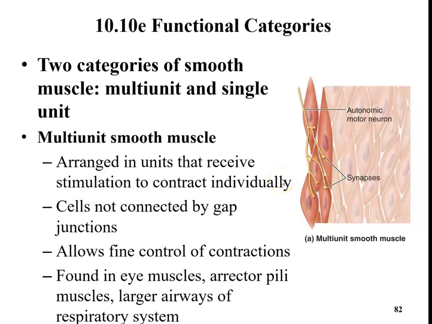There's not going to be any gap junctions because you don't want these cells communicating with each other. You want them acting individually, doing their own thing. You don't want that impulse from the neuron that goes to this cell to travel to this cell, okay? This is going to allow for very fine control of the contractions, and you're going to see this in smooth muscles of the eye, the erector pili muscles, and the large airways of the respiratory system. So it's only in a few specific places.